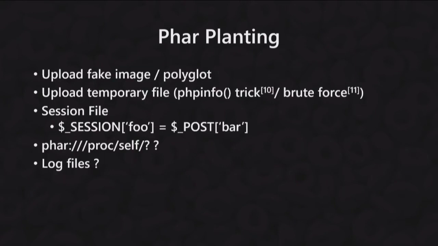If we have some primitive like the one shown on the slide where we can completely control a session variable, then we can do something very similar to what I showed with the JPEG. Provided we're within the first 100 bytes, we can cause the session file to be both the valid session file and a valid archive, and then reference that through the stream wrapper.